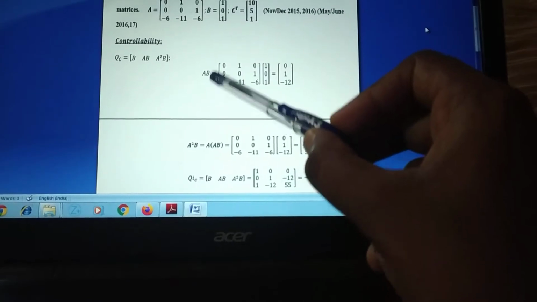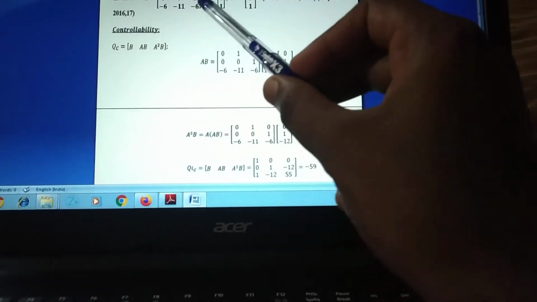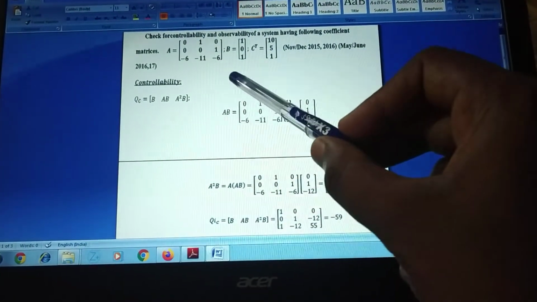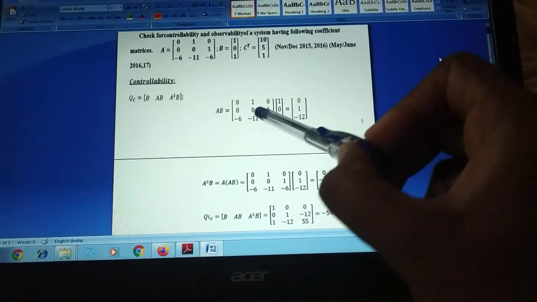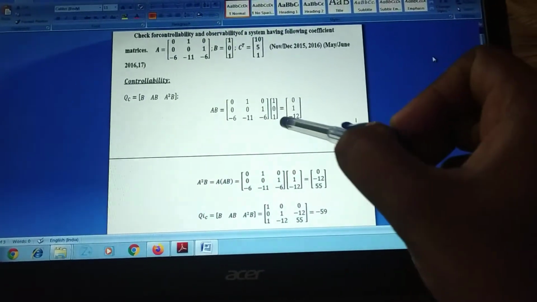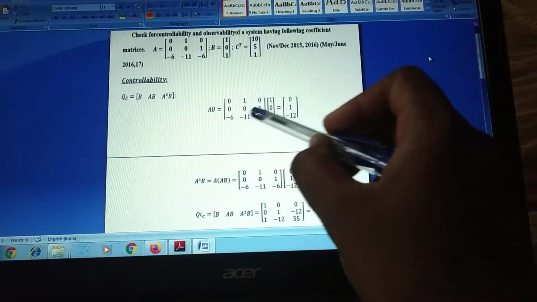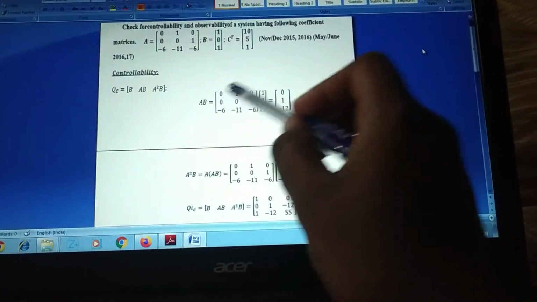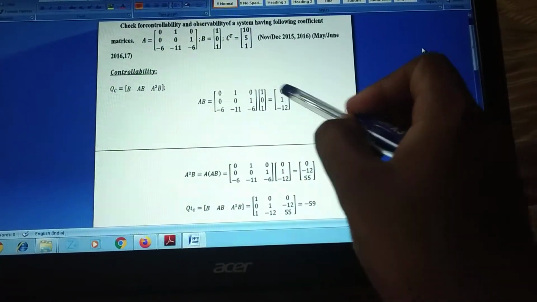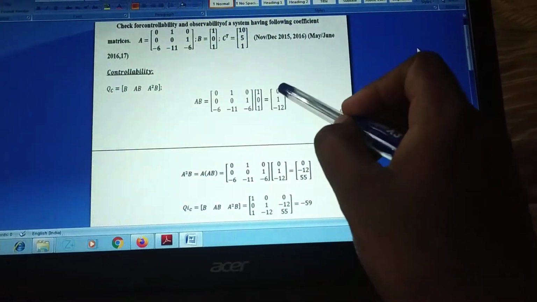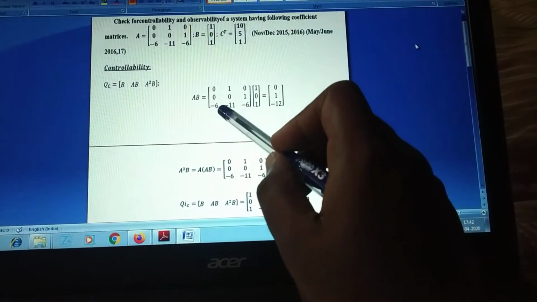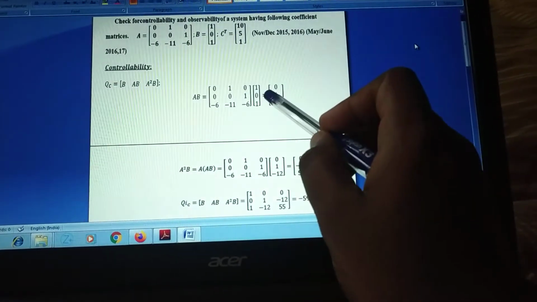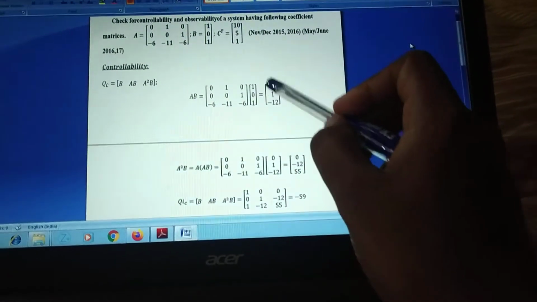The value of A is given: 0, 1, 0; 0, 0, 1; and -6, -11, -6. And the coefficient B is 1, 0, 1. So multiply A and B. How do we multiply A and B? For example, 1 into 0 plus 1 into 0 plus 0 into -6. We multiply the A matrix coefficient values and the B matrix coefficient values, so finally we get the value of AB.